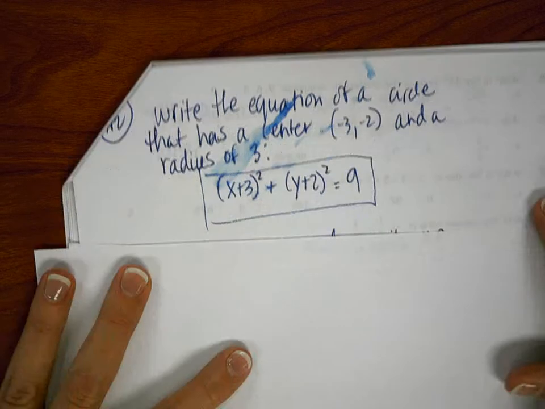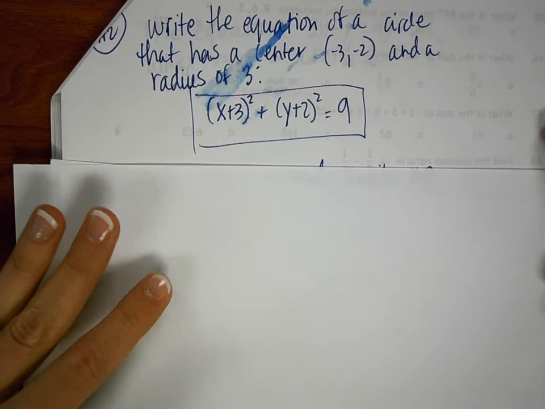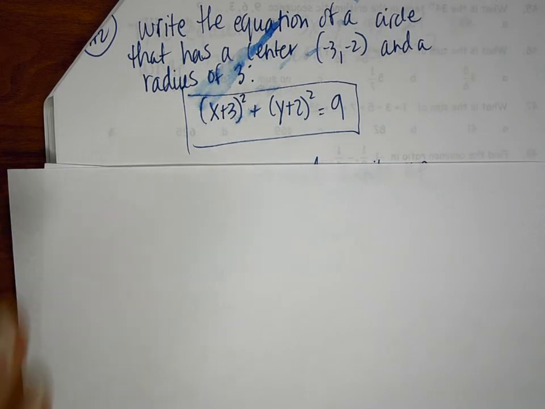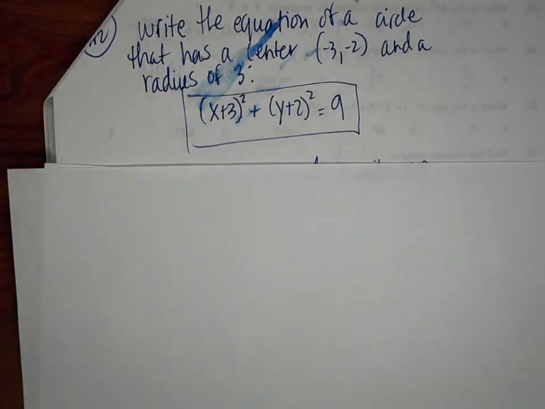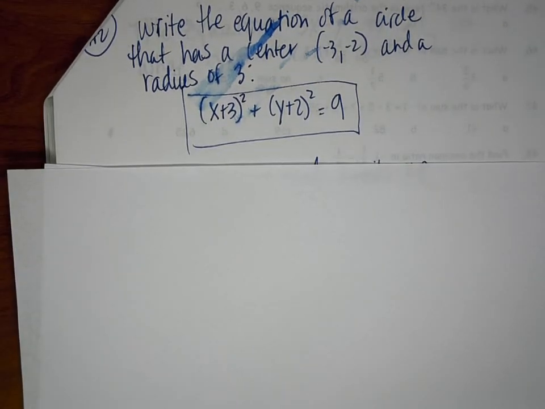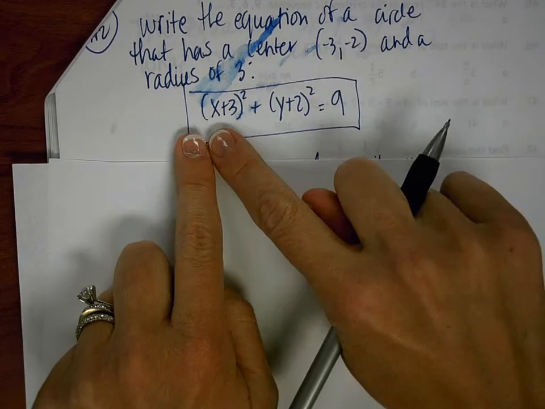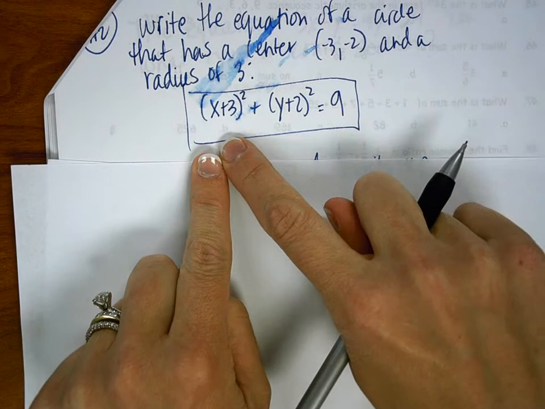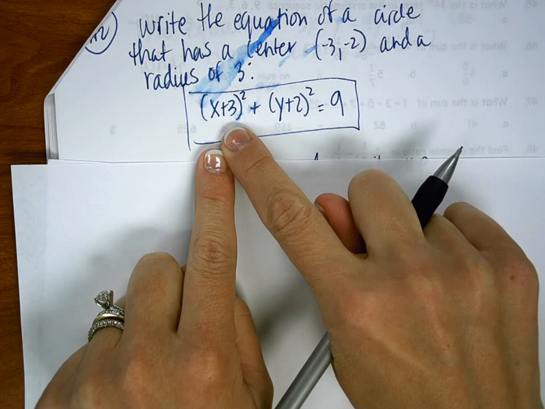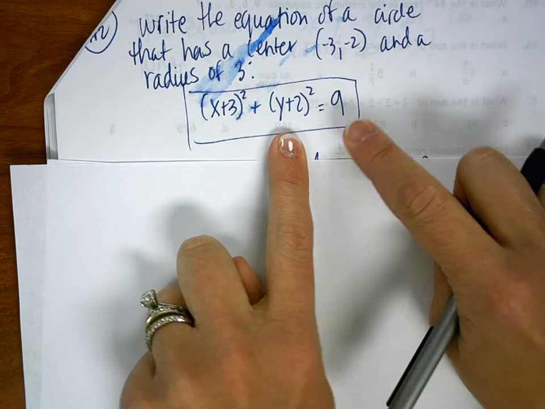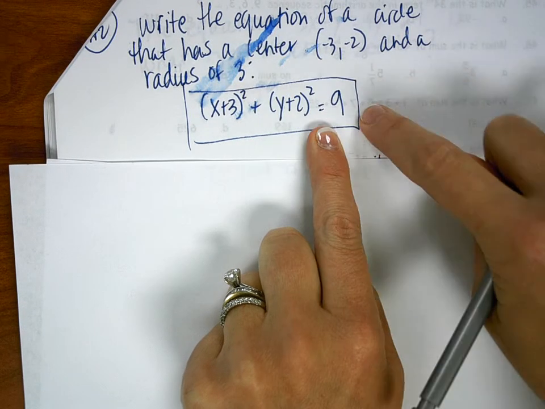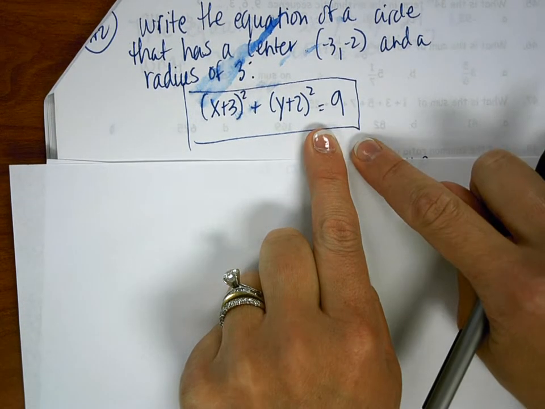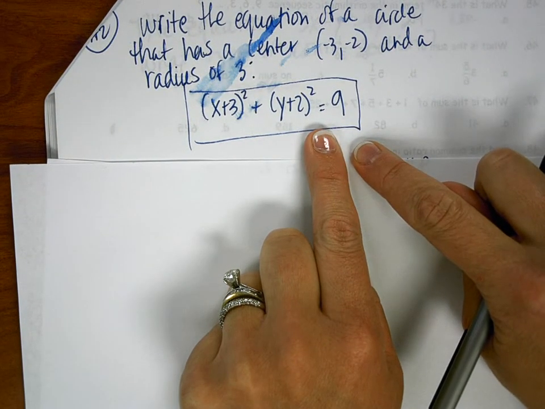Okay. Write the equation of a circle that has a center at negative 3, negative 2, and a radius of 3. So remember that you're writing your equations. The x value goes with the x, but remember it's going to be the opposite. So it's going to be a plus 3. For the y, it's going to be a plus 2. And remember, your radius is that number squared. So that's why it's 9. Questions? No.